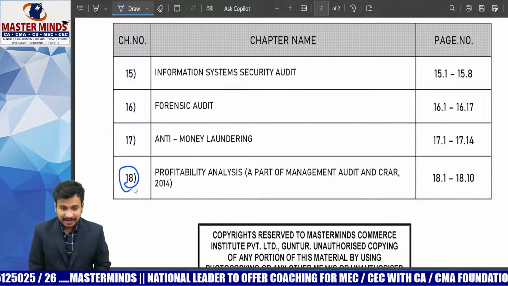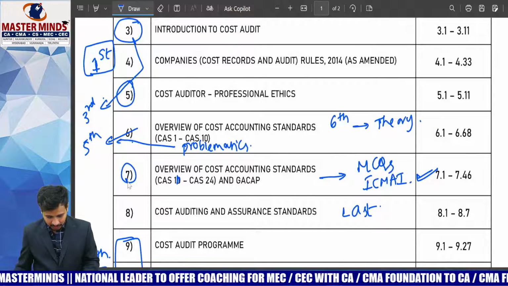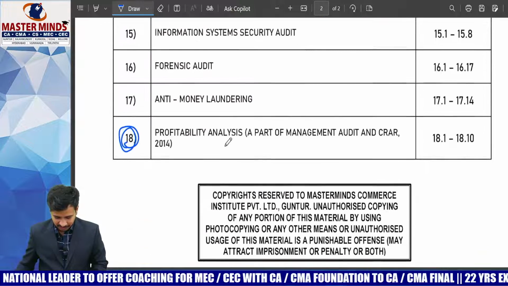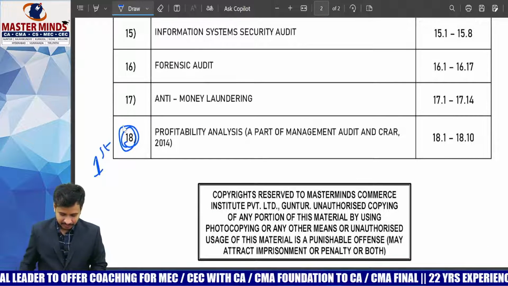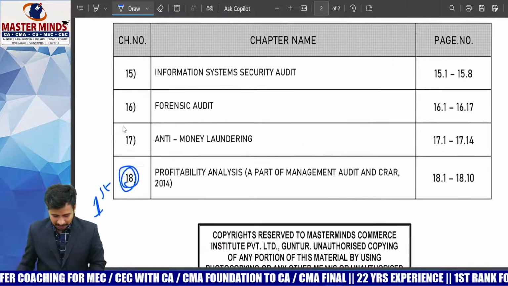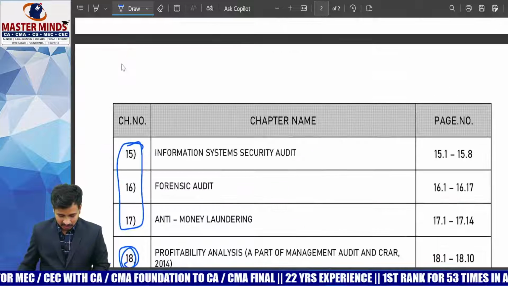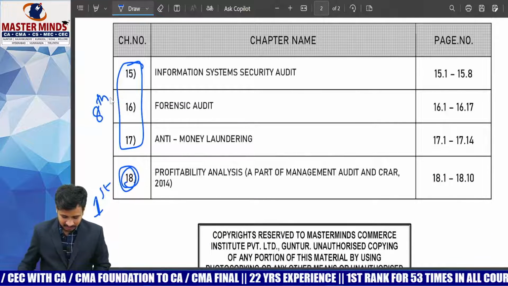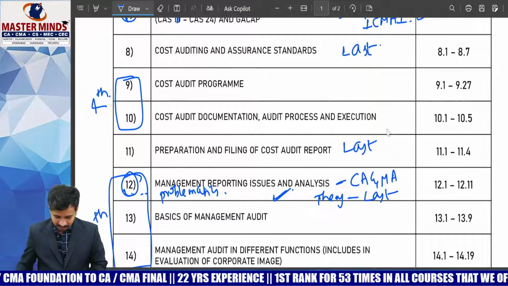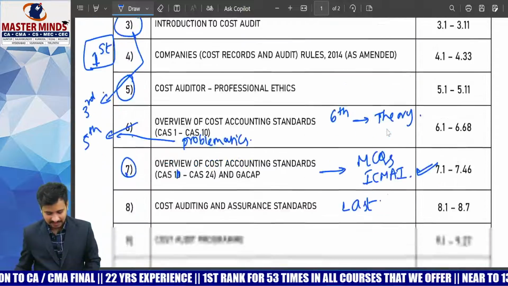And of course, point number 18 is also a part of point number 4, that is cost records and audit rules. So even this goes for first preference itself. And mandatorily, if you need one more preparation point from these 3 chapters, you're going to get only one question. So let me make it the 8th preference. And the last preference is the remaining things. Yes, absolutely. The remaining things are the last preference, that is 9th.